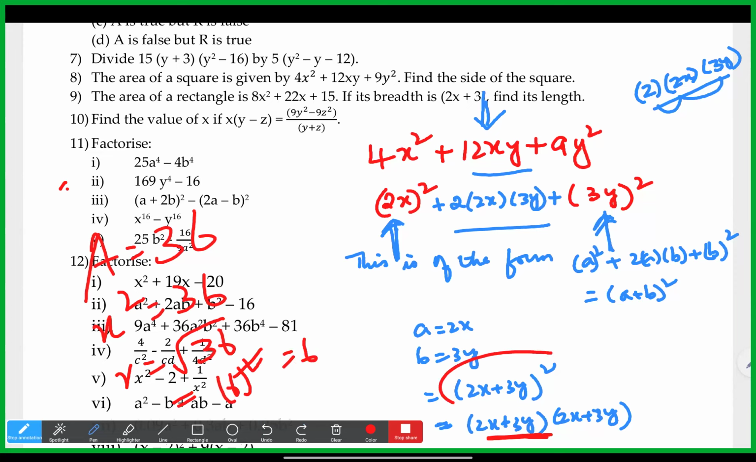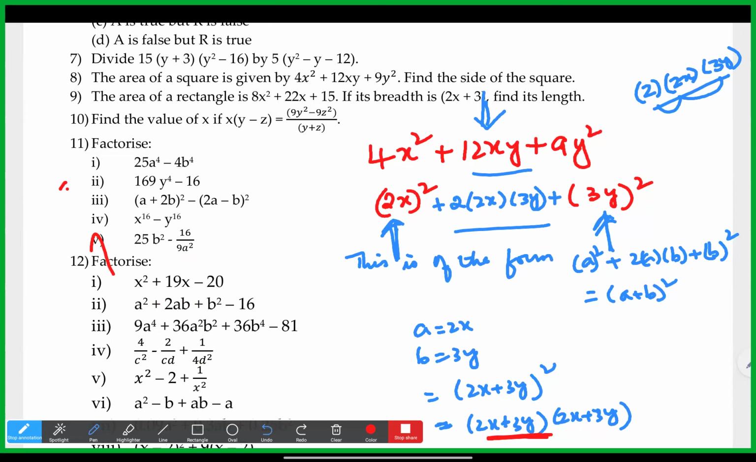Here 2x plus 3y whole square will come. That square and root will get cut, and 2x plus 3y is the side. So simply, the one which I did first is better.